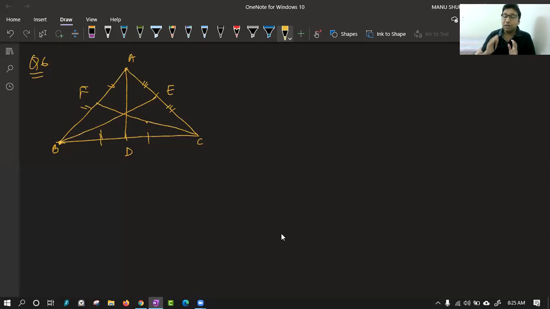Now, the main thing, the point of intersection of 3 medians. If you observe, these 3 are medians. The point of intersection of 3 medians is known as, anyone? The point of intersection of three medians is known as, anyone? Please tell.